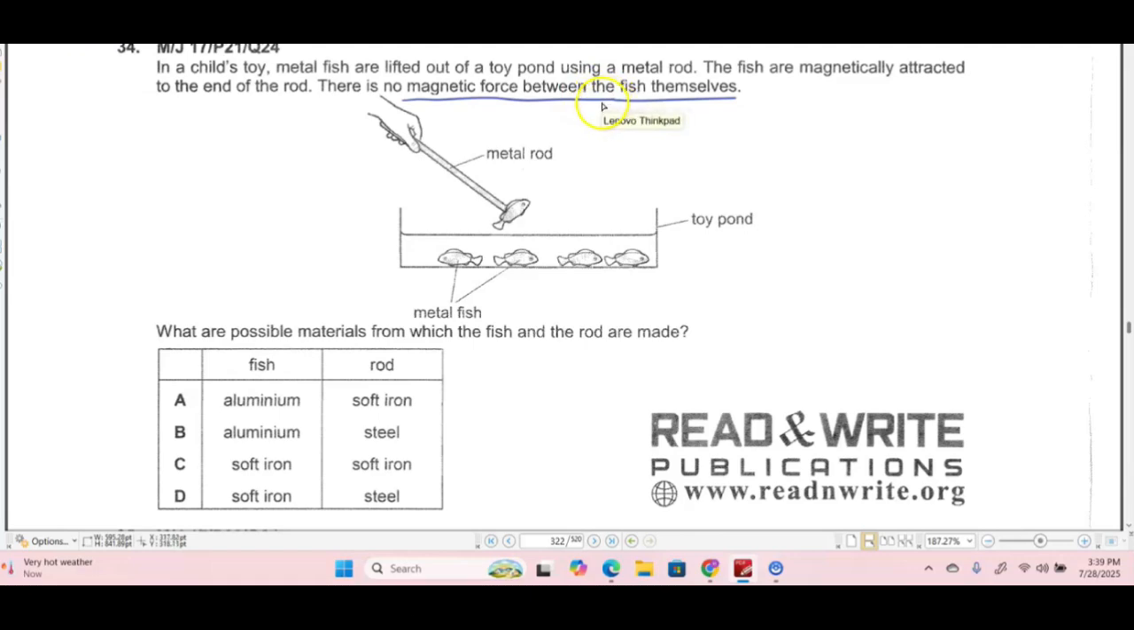Okay. And the metal rod is going to be made up of magnet. ठीक है. The fish is soft iron. ठीक है, वो permanent magnets नहीं है. And rod would be made up of steel, which is a permanent magnet. So D is going to be our correct option. ठीक हो गया?